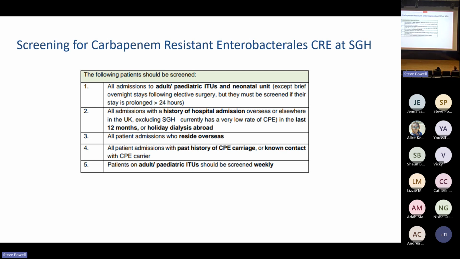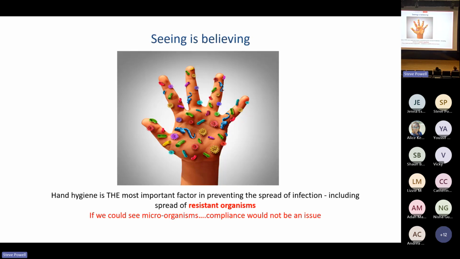We've talked about these resistant organisms, the carbapenem resistant organisms, and we know we have to screen patients when they come through the door to make sure that we know who they are. They've been abroad in healthcare, they've come from other hospitals. We identify them, screen them early, and then we can isolate them accordingly with the most stringent contact precautions. Seeing's believing. Lovely slide. If we could see this, no one would even think about not washing their hands.